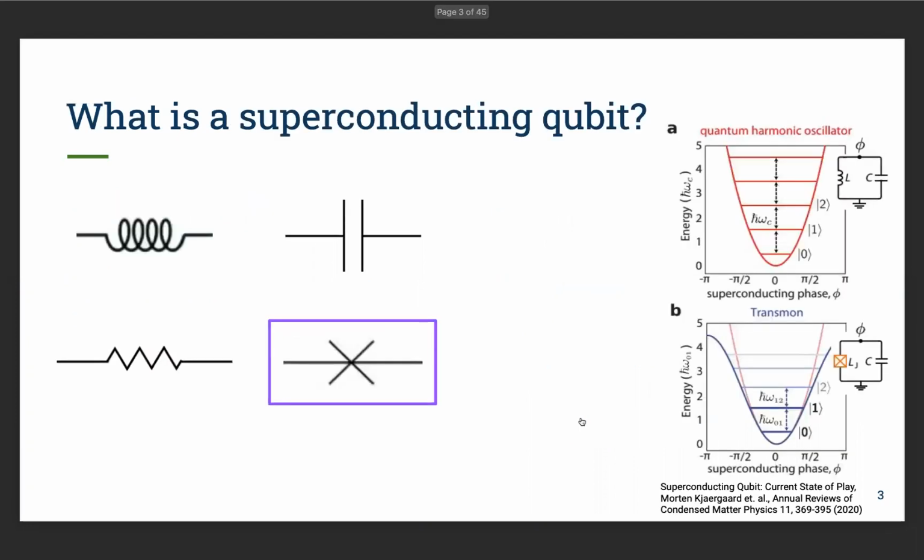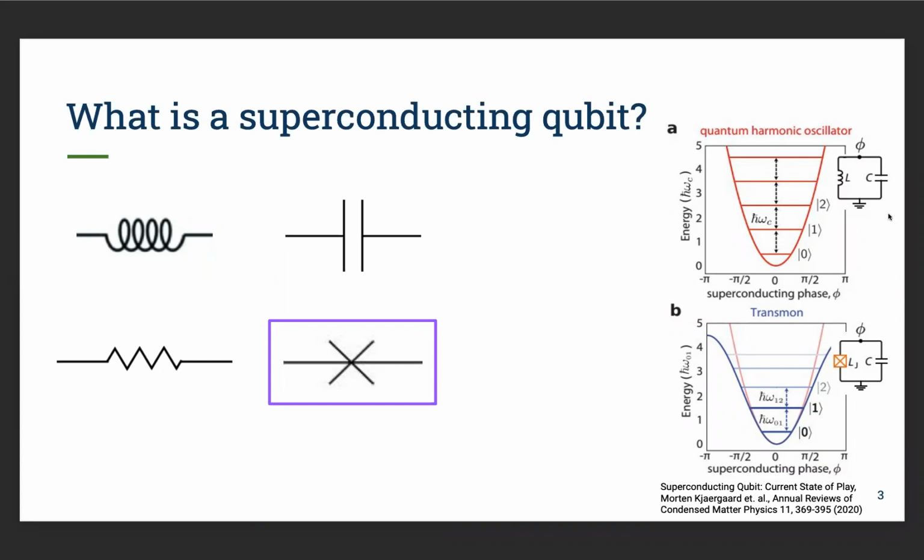So to start, this is an overview of the end of the last seminar. What is a superconducting qubit? These are small, micron-scale circuits that are made up of circuit elements. You can have inductors, capacitors, resistive elements, and also Josephson junctions. There are many different families of superconducting qubits made up of different combinations of these elements, but the most important element is the Josephson junction.